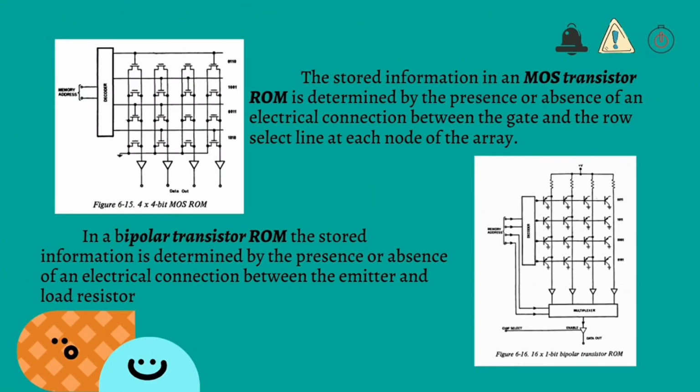The stored information in an MOS transistor ROM is determined by the presence or absence of an electrical connection between the gate and the row select line at each node of the array. In a bipolar transistor ROM, the stored information is determined by the presence or absence of an electrical connection between the emitter and load resistor.